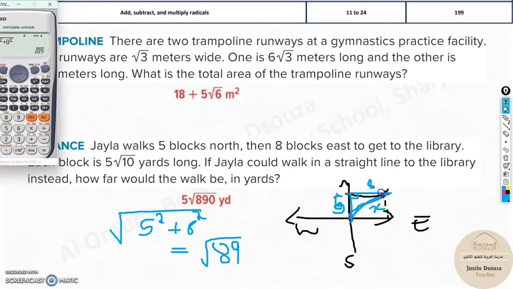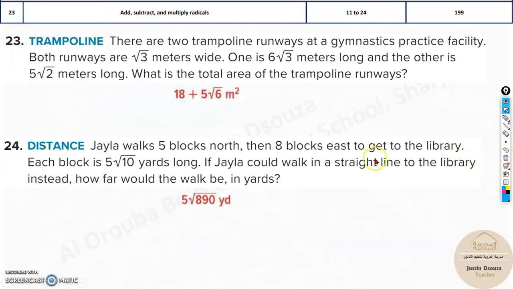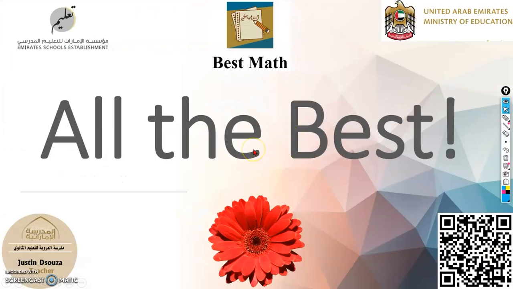So these are the dimensions, but the unit of each block is this. So all you need to do is multiply this by 5 root 10. Multiply 10 into 89, it will be 890. So you multiply 89 into 5 root 10, and that is your final answer. But you need to write in steps. That's the only thing. A simple diagram and writing this would give you full marks. So this is how you would solve this problem. And that is basically the last problem.